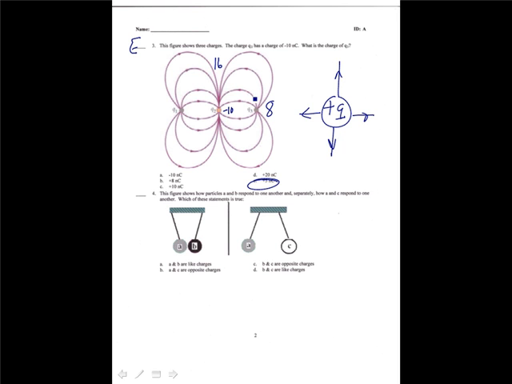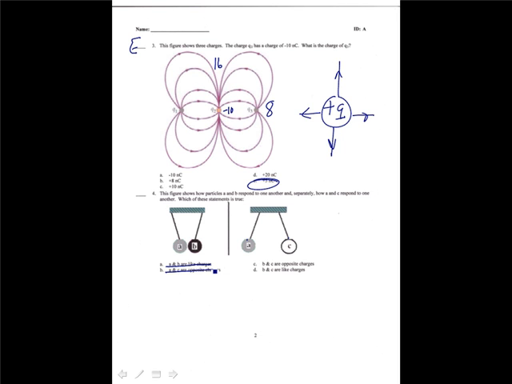That's option E. This figure shows how particles respond to one another, and separately how A and C respond to one another. Which of these statements is true? Well, let's just go through them. A and B are like charges. A and B are attracted to one another, so they are not like charges. They are opposite charges. A and C are opposite charges. Here, A and C are repelled from one another. That means that they're like charges, so that's not an answer.